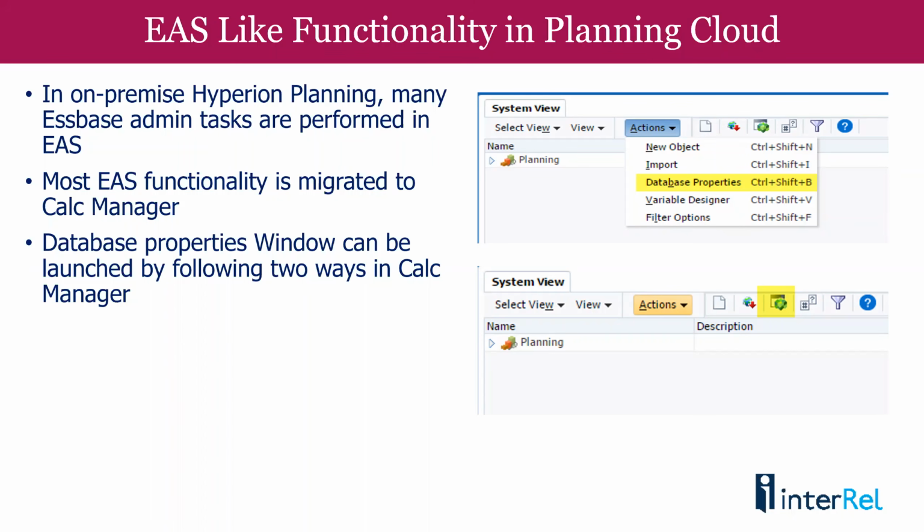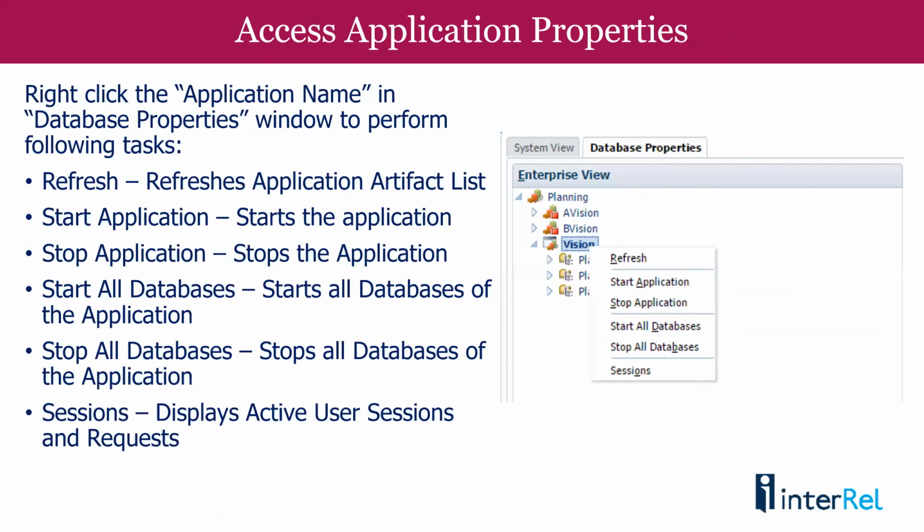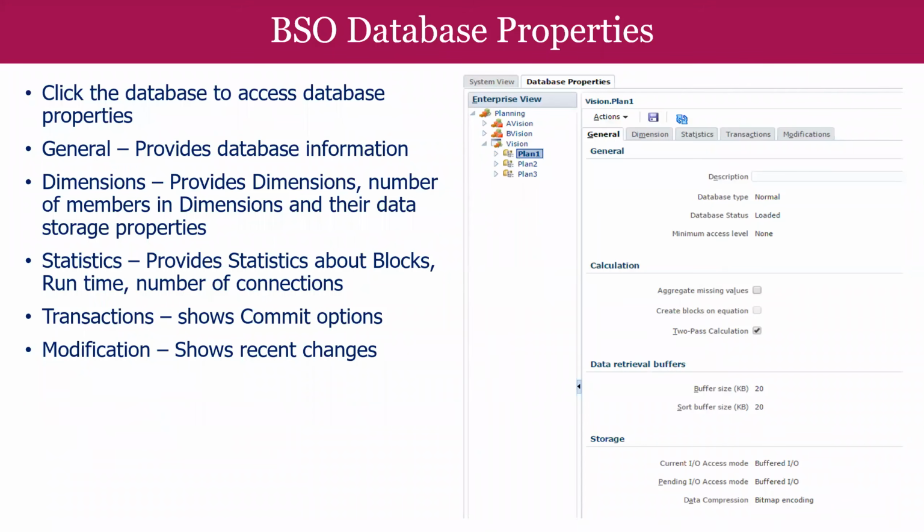in Calc Manager. It's also available on Calc Manager on-prem. But if you click on this little icon or you go to Action and click Database Properties, that takes you to basically EAS. So you can look at sessions, you can kill long-running sessions, if you're testing something, through EAS now, well, Calc Manager. You can start and stop applications and databases. You can see statistics on your database, what your dimensions are, more like what EAS shows you, the properties. It'll tell you how many page and index files you have.